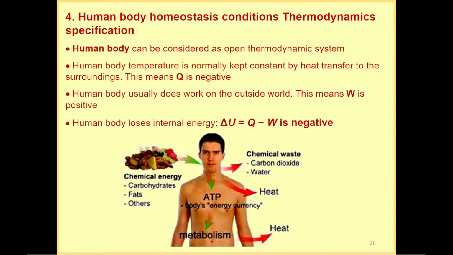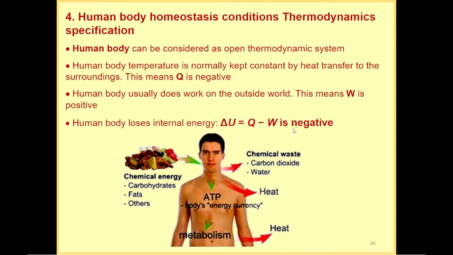Human temperature is normally kept constant by heat transfer to the surroundings. This means that Q is negative. The human body usually does work on the outside world. This means work magnitude is positive. So the human body loses internal energy, the change in internal energy is negative.